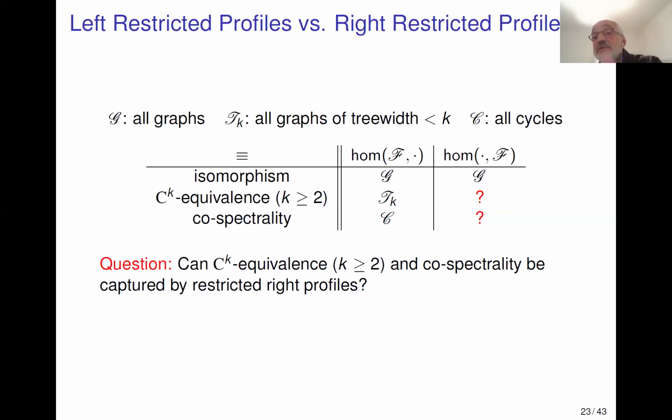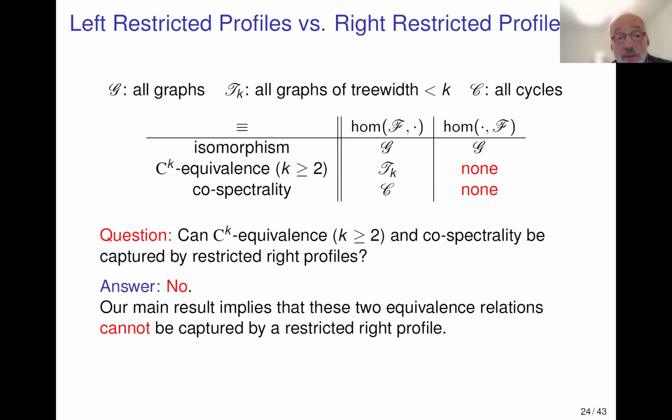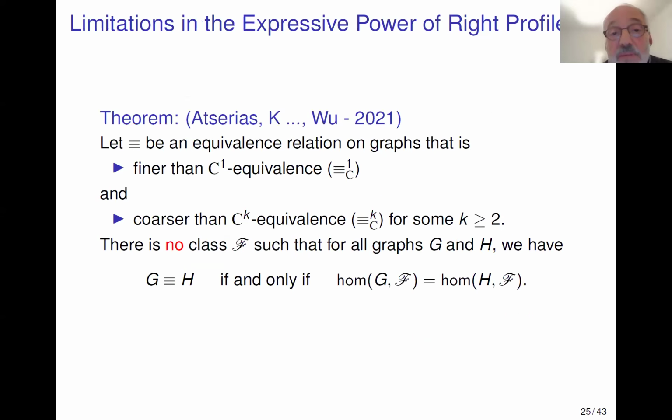Are there classes that you can put on the right that can capture CK equivalence and cospectrality by restricted right profiles? And the answer turns out to be no. And our main result implies that these two equivalence relations and many, many more others cannot be captured by a restricted right profile. So here is the main theorem from our Leaks 2021 paper.